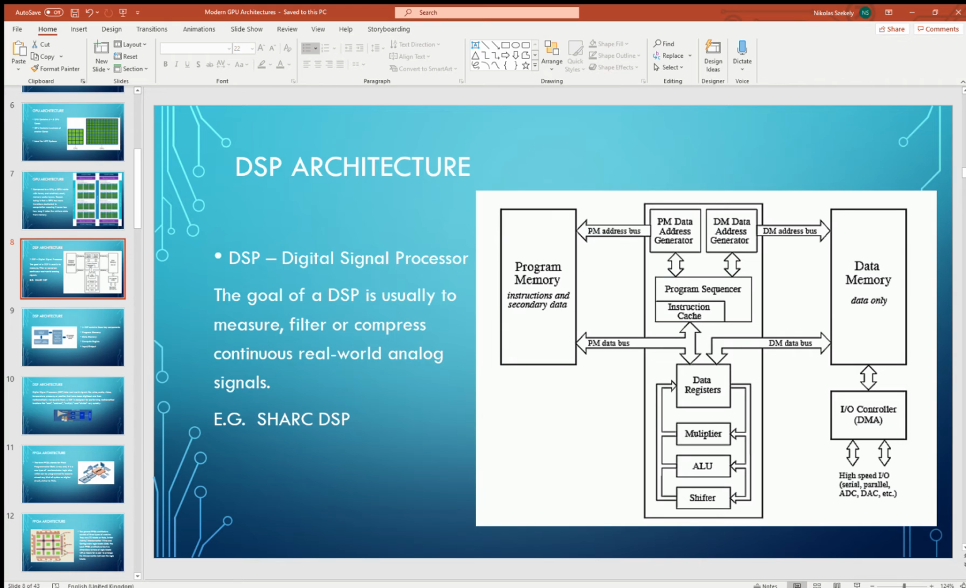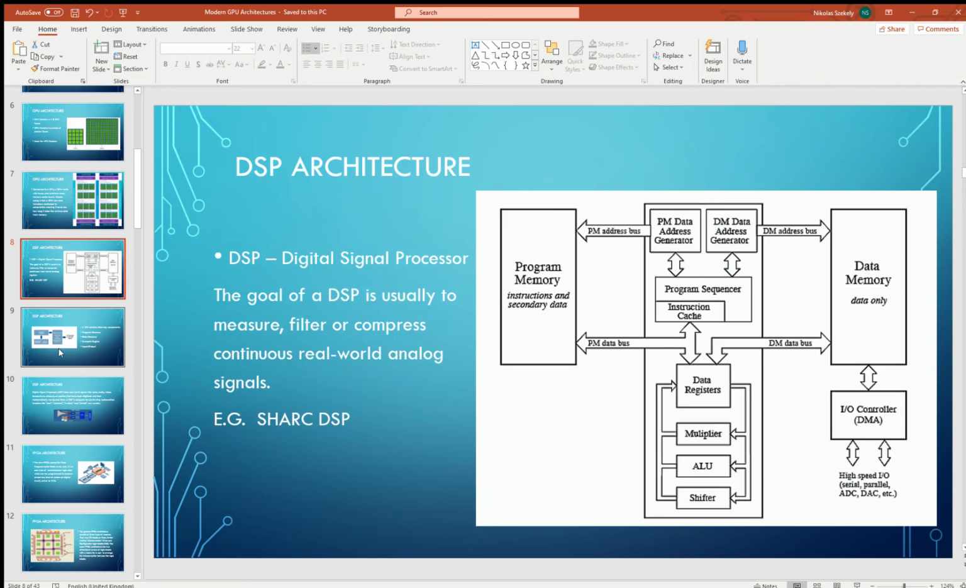DSPs are fabricated on MOS integrated circuit chips. The goal of a DSP is usually to measure, filter, or compress continuous real-world analog signals, for example, temperature. This is a typical DSP architecture. Digital signal processors are designed to implement tasks in parallel. The DSP contains these key components.